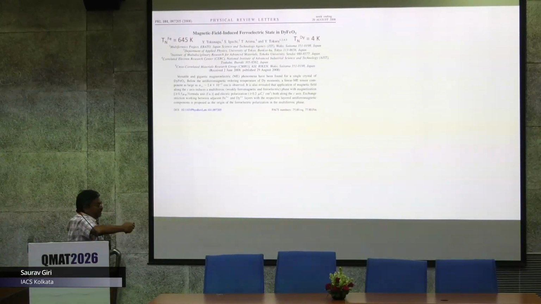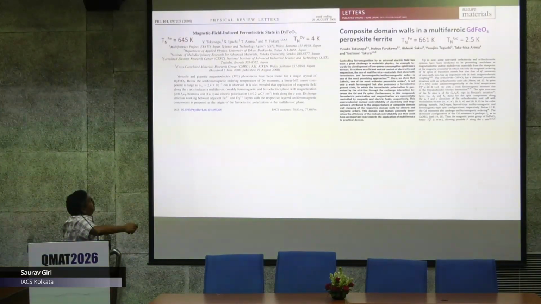Because of the first report, it appeared in PRL. The next year there was another report for gadolinium ferrite, where the ferroelectricity appeared below the gadolinium ordering temperature. It appeared in Nature Materials because they first observed that the coupling can be explained from the composite domain wall motion. That is why it appeared in Nature Materials.